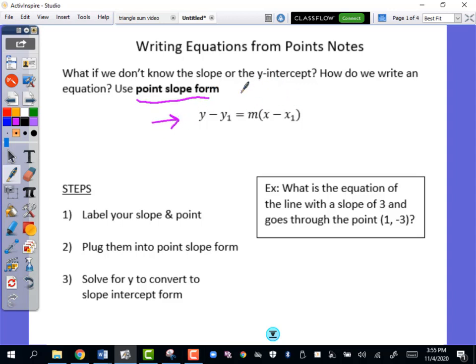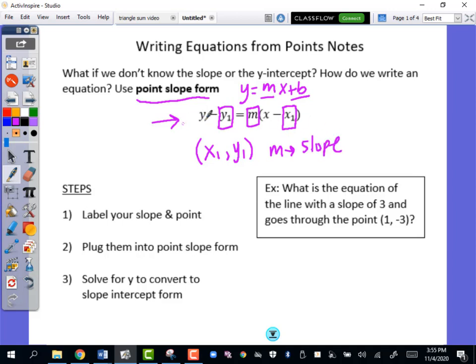So usually we've been using y equals mx plus b because we know the slope and the y-intercept from a graph. But since we don't know the slope and y-intercept, since we don't have a graph, we're going to use point-slope form. So y1 and m and x1 are all going to be numbers when you're actually doing this equation. You're going to have x1 and y1 from a point, and m we know is our slope.